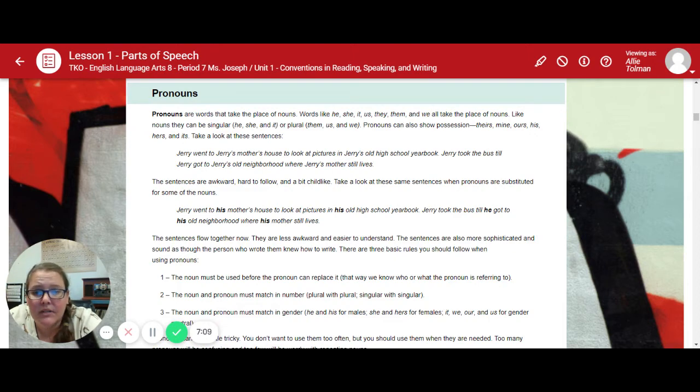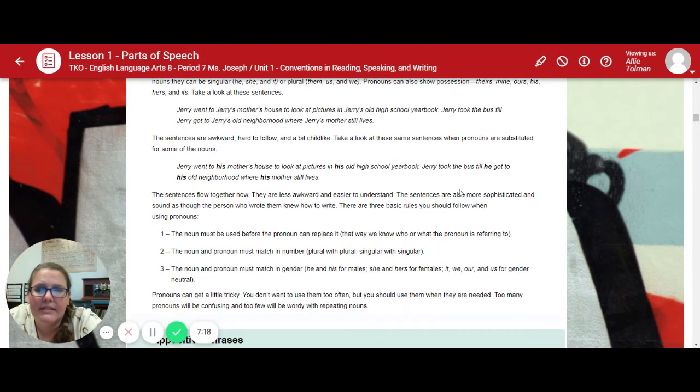Jerry went to his mother's house to look at pictures in his old high school yearbook. Jerry took the bus till he got to his old neighborhood where his mother still lives. See, now the sentence flows together. They are less awkward and easier to understand. The sentences are also more sophisticated and sound as though the person who wrote them knew how to write.